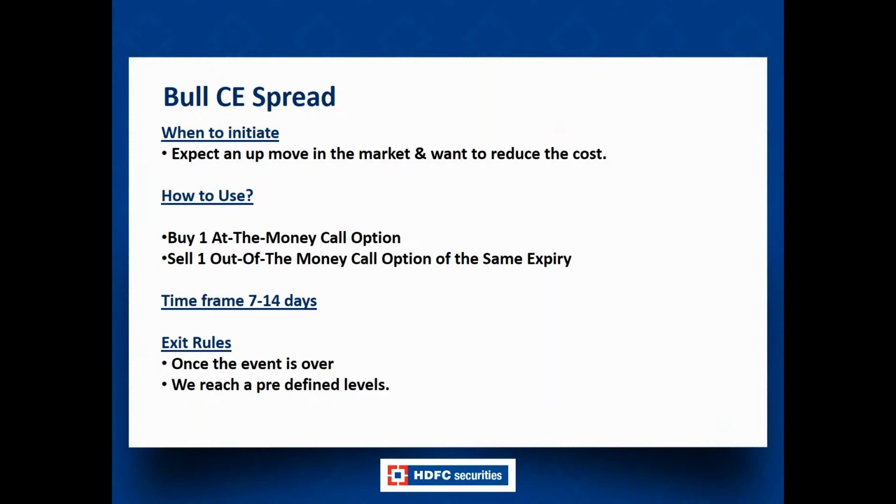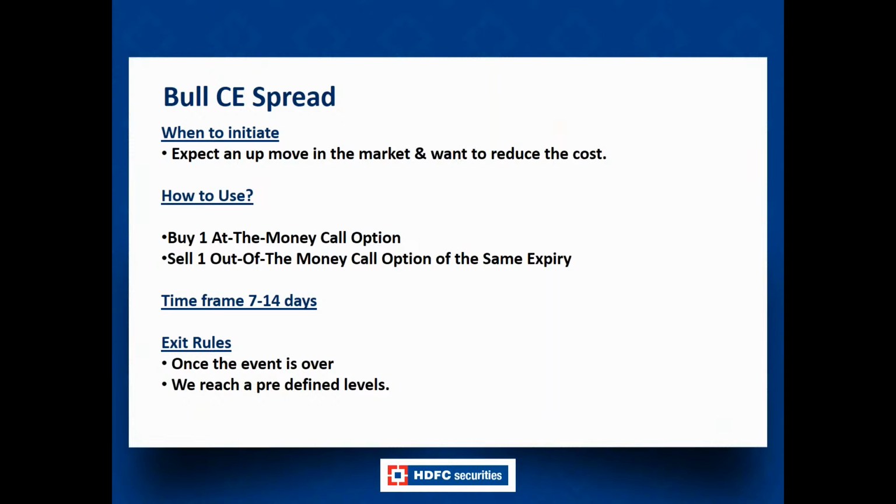Here, if you are selling one out-of-the-money call option, that means you are reducing cost, because whenever you sell any option you receive the premium, and whenever you buy an option you have to give premium. By selling, you are compensating some part of the cost of buying. That's the main motto. Basically, you are reducing your risk and your cost. This is called a hedging strategy or spread strategy.